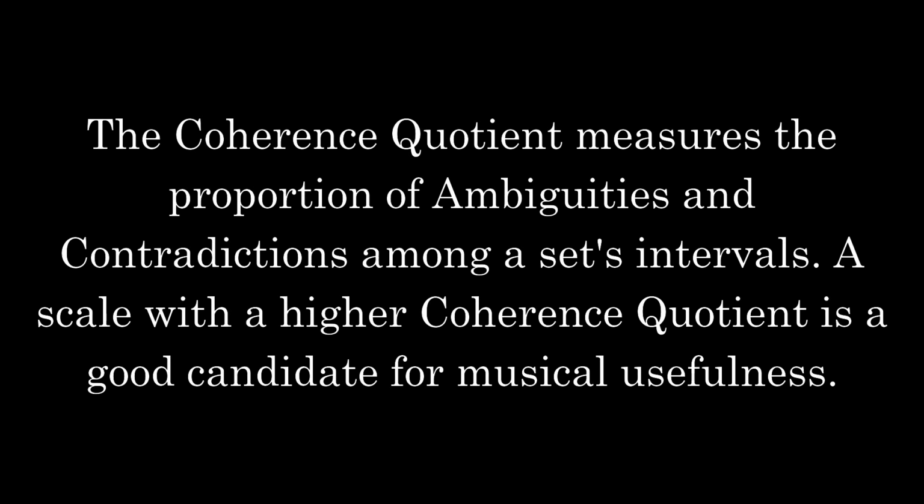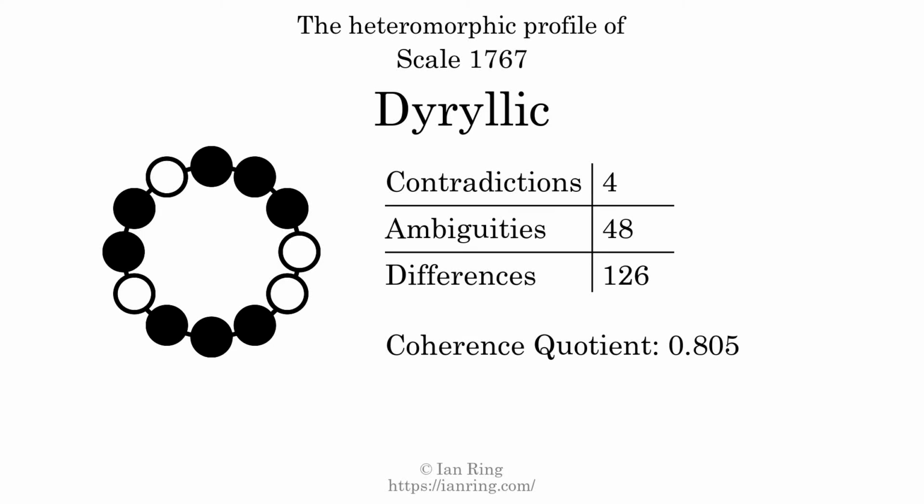The coherence quotient measures the proportion of ambiguities and contradictions among a set's intervals. A scale with a higher coherence quotient is a good candidate for musical usefulness. The coherence quotient is 0.805.